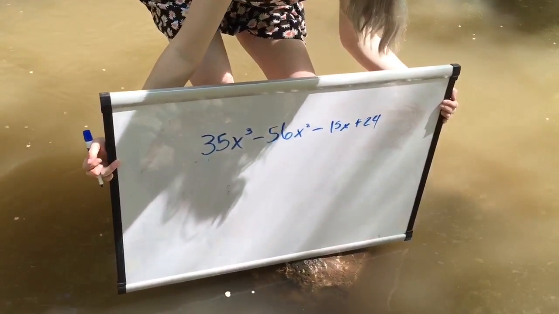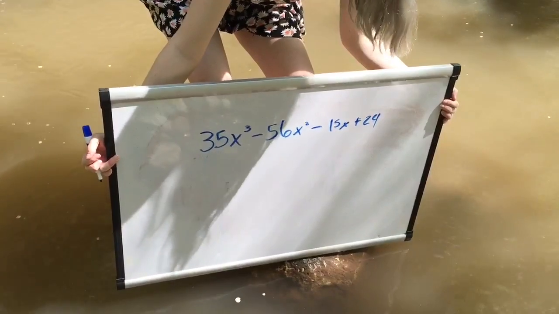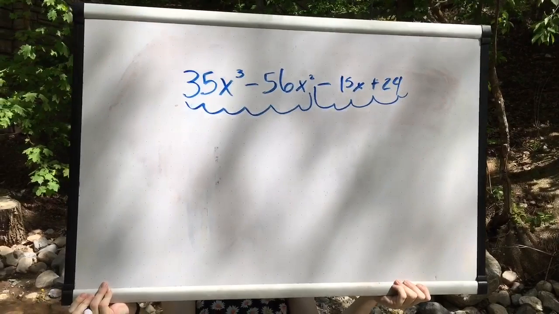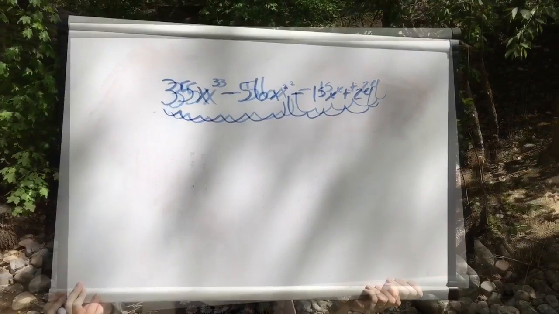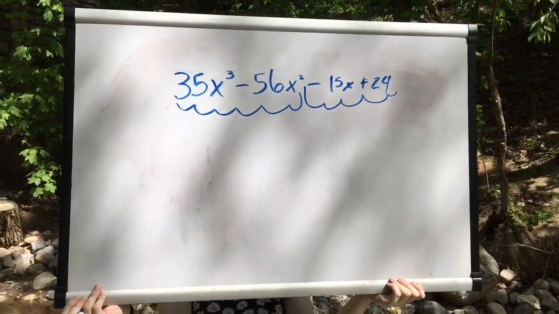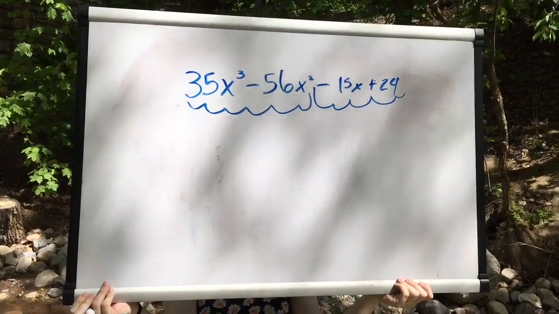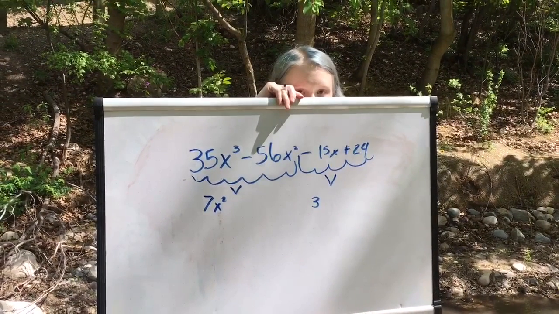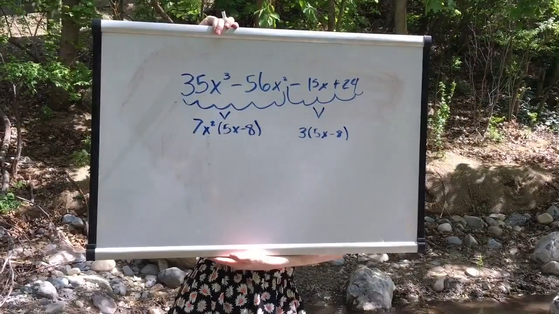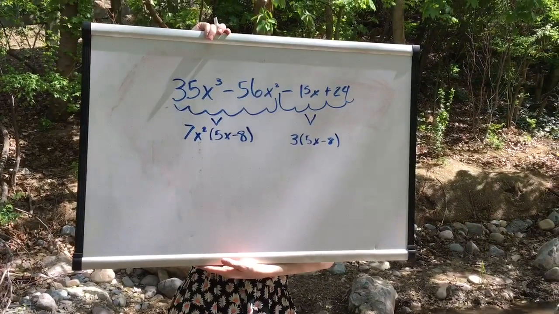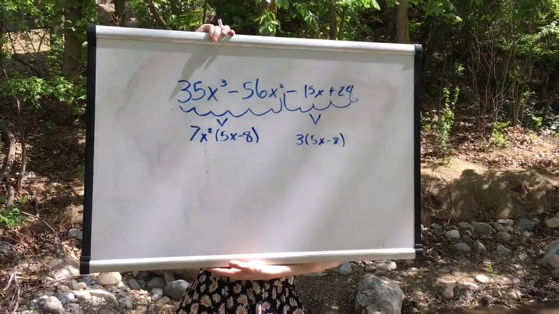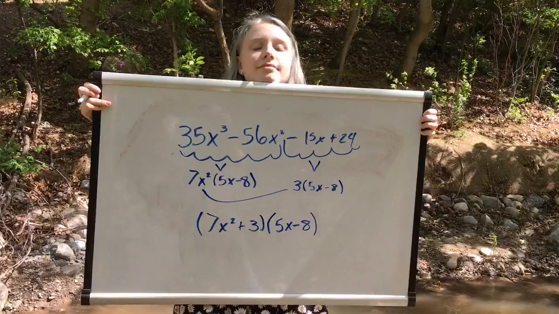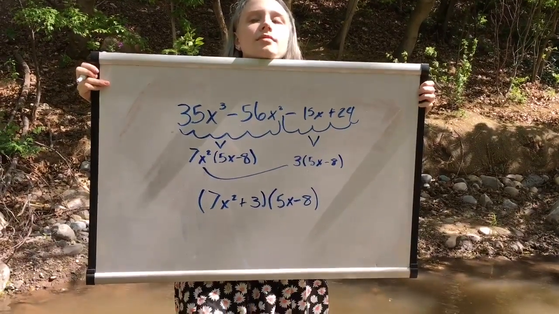So we're also going to do factoring by grouping on this one. So again, we group the first two together and the last two together and figure out what we can factor out. So the first one, we can factor out a 7x squared, and the second one we can factor out a 3. So what remains is a 5x minus 8 on both sides. We have 7x squared plus 3 and 5x minus 8.